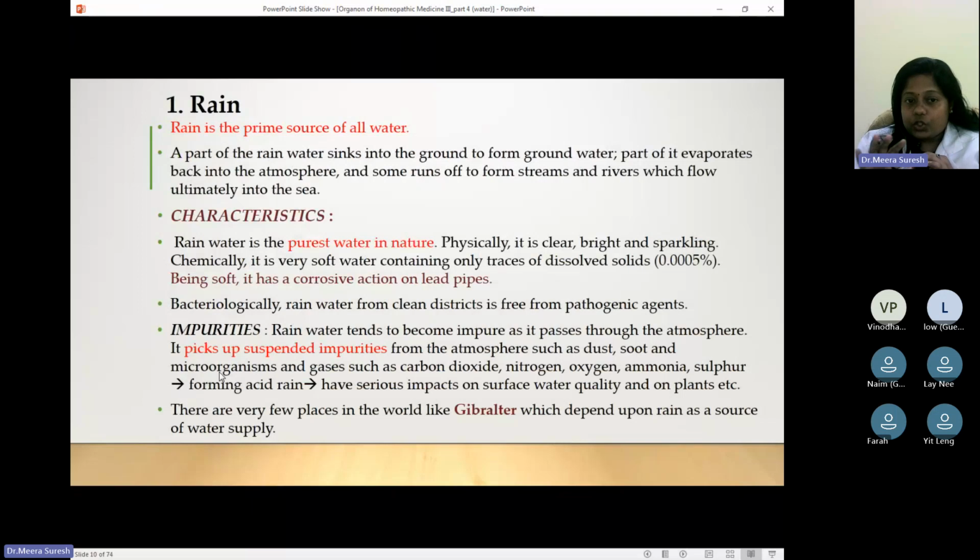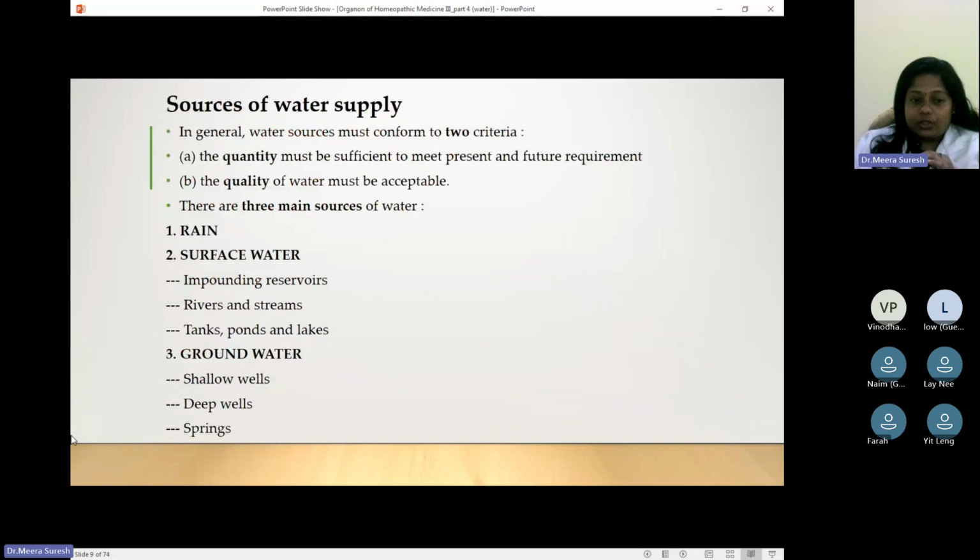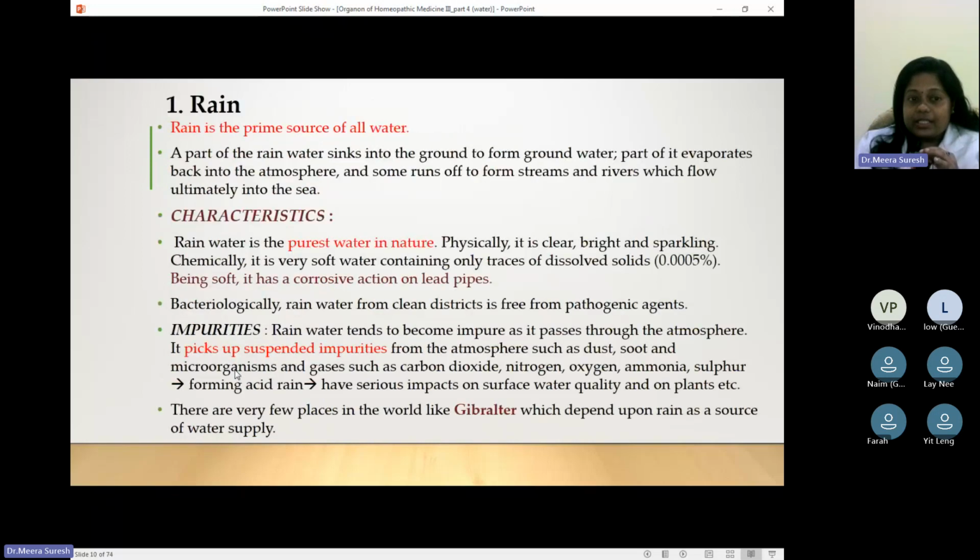It is the prime source of all water. Even when we say surface water or groundwater, though we classify these things, we know that ultimately, whether it is a dam, river, or stream, the water being collected is coming from the rain. So the primary source of all water is the rain.